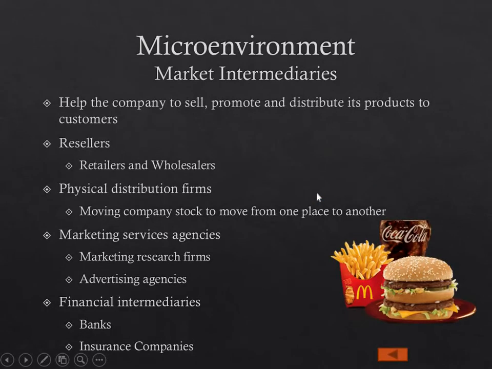The market intermediaries help the company to sell, promote and distribute its products to the customers. Now, which company would like to sell, promote and distribute your product to the customers, right? There is no fixed answer. I mean, it sounds very confusing: why would anyone like to sell my product? But there are some companies who become the intermediaries, who like to sell because they have their own profit in it, right?